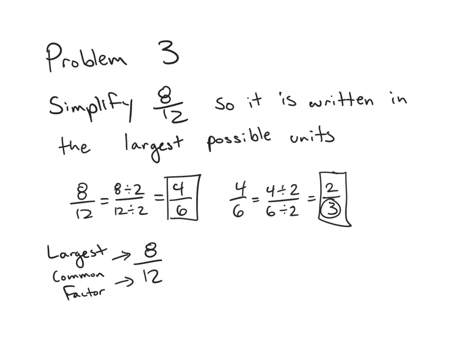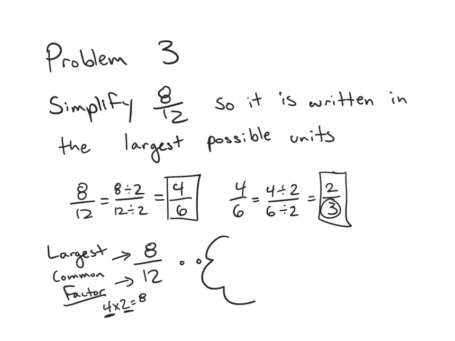So if you'll recall from previous lessons, a factor is one of the parts of a multiplication problem. So it's a number that you can multiply by another number to get an answer. So like 4 times 2 equals 8. So these would be factors right here, 4 and 2. So to find the largest common factor, we have to think of all the factors of both the numerator and the denominator. So in my head, I'm kind of thinking, what are the factors of 8 and 12?